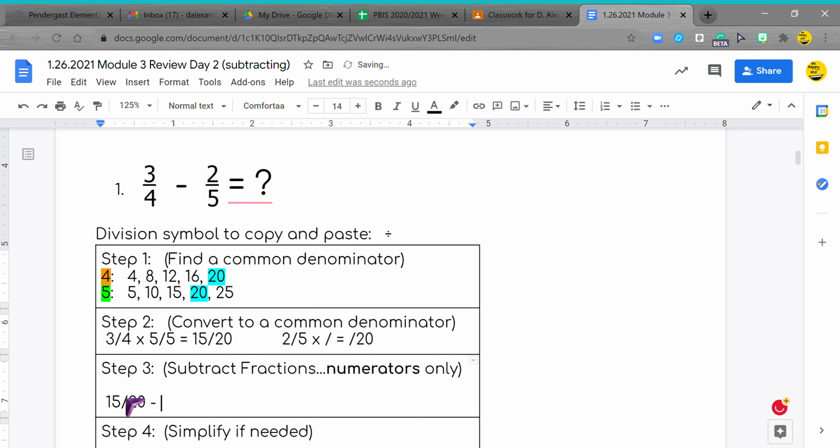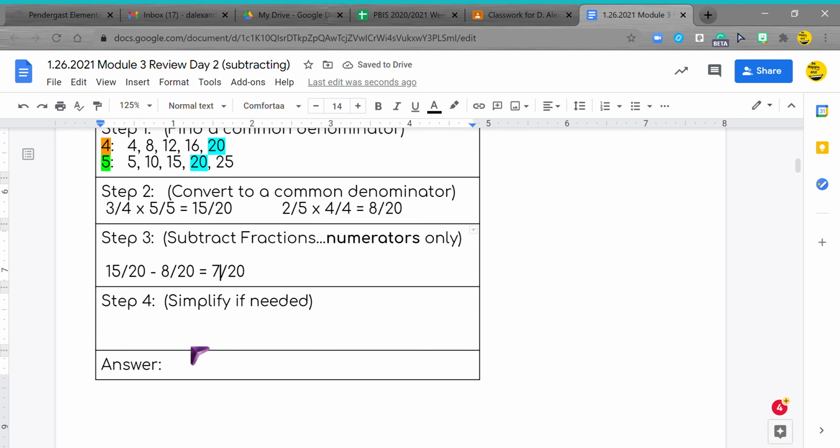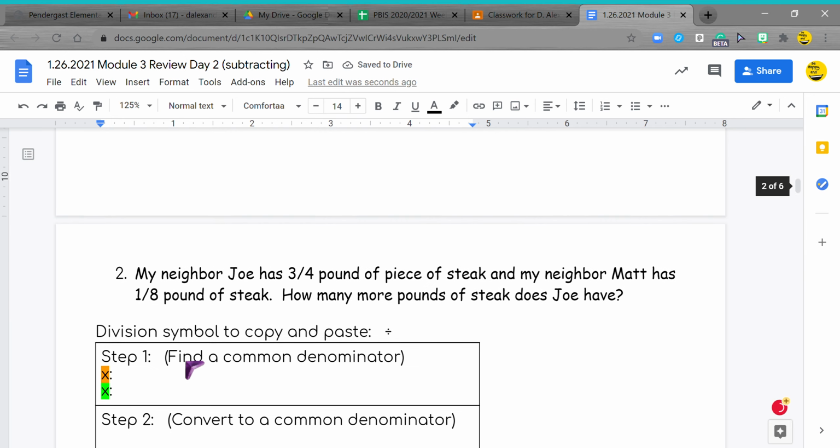I'm going to subtract. Now I'm going to have something 20ths minus something 20ths. So 5 times what is 20? Very good, it is 4. And once you do the bottom, you do the top. 4 times 2 is? Yes, it is 8. So right over here, I'm going to go ahead and write 8. 15 minus 8 is? Yes, it is 7. And so, ladies and gentlemen, do I need to simplify? No, why not? Yes, great job, because 7 is a prime number. So 7/20.